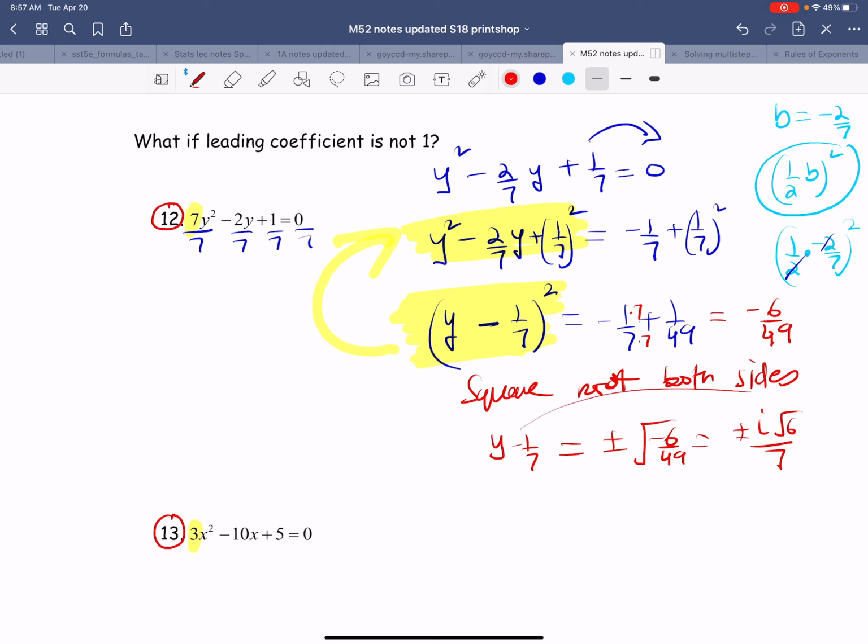And lastly, the 1/7 has to go to the other side. So y is equal to 1/7 plus or minus i root 6 over 7, which is 1 plus or minus i root 6 over 7. If you're willing to write two separate answers, it would be 1 plus i root 6 over 7, and 1 minus i root 6 over 7.